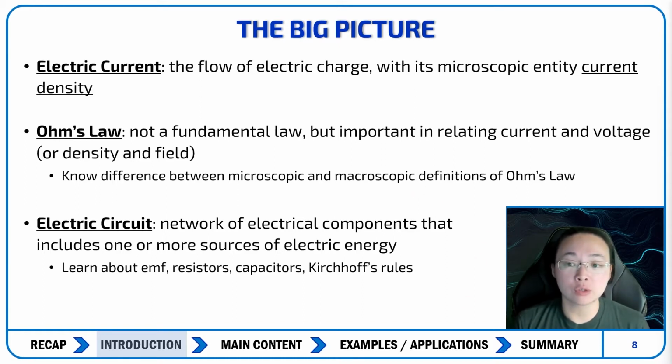Now, an electric circuit is a network of different electrical components like capacitors, your wires, as well as your current sources and your resistors. That includes one or more sources of electric energy. So throughout this whole chapter, we're going to learn a lot. We're going to learn about resistors and capacitors and their uses within circuits. We're going to learn about the electromotive force, or EMF, and we're going to learn about Kirchhoff's rules that define different points within the circuit.